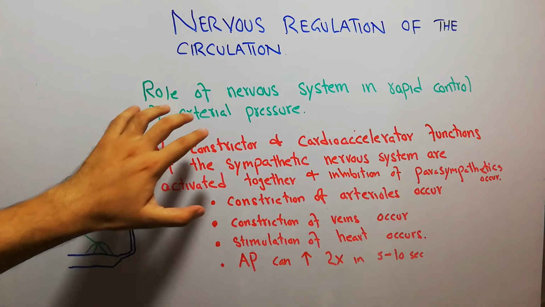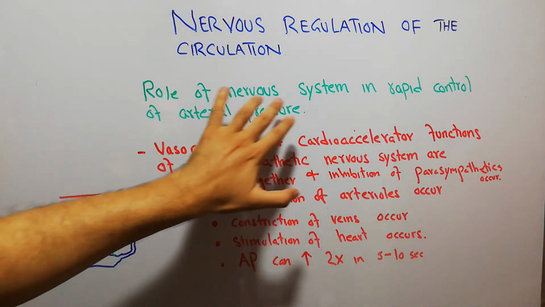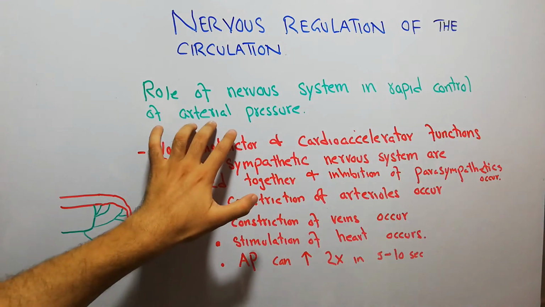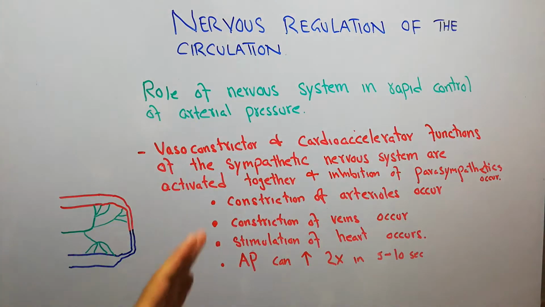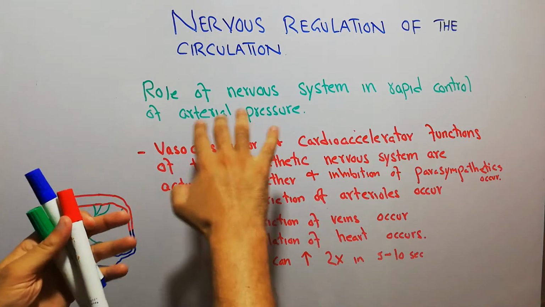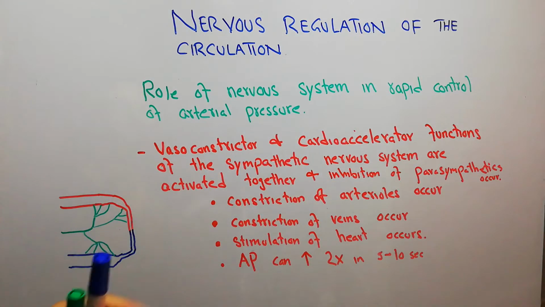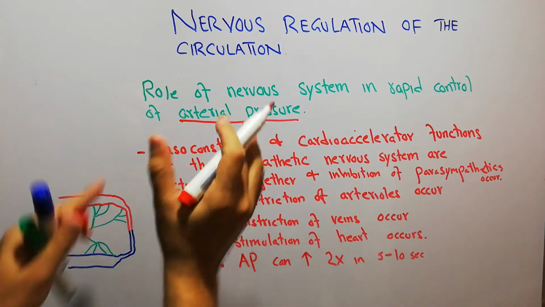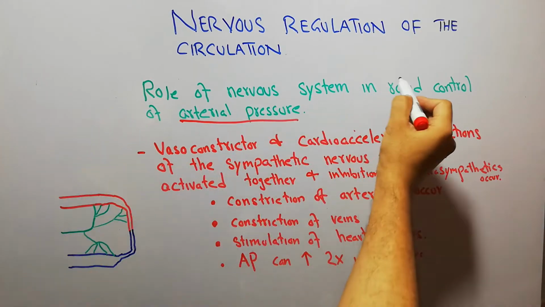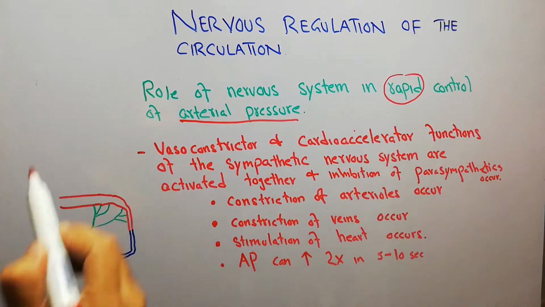In this lecture, we are going to discuss the role of the nervous system in rapid control of arterial pressure. How is the nervous system playing its role in increasing the arterial pressure rapidly? So the main points are increasing the arterial pressure, and increasing it rapidly.